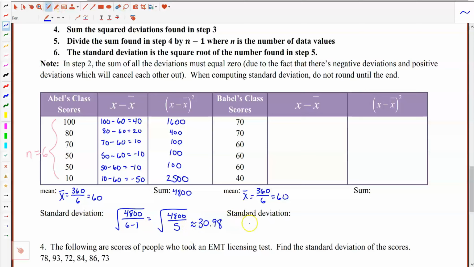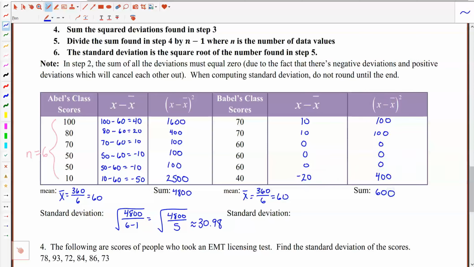So now we're going to repeat this process for Babel's class. So for Babel's class, let's find all these deviations. So the data value minus the mean, so 70 minus 60 is 10, 70 minus 60 is 10, 60 minus 60 is 0, 0, 0, 40 minus 60 is negative 20. And again, notice all of these sum to 0 at this point. For each one of these deviations, let's square it. So 10 squared is 100, 100, 0 squared is 0, negative 20 squared is positive 400. Let's sum all these square deviations. So all of these would sum to 600.